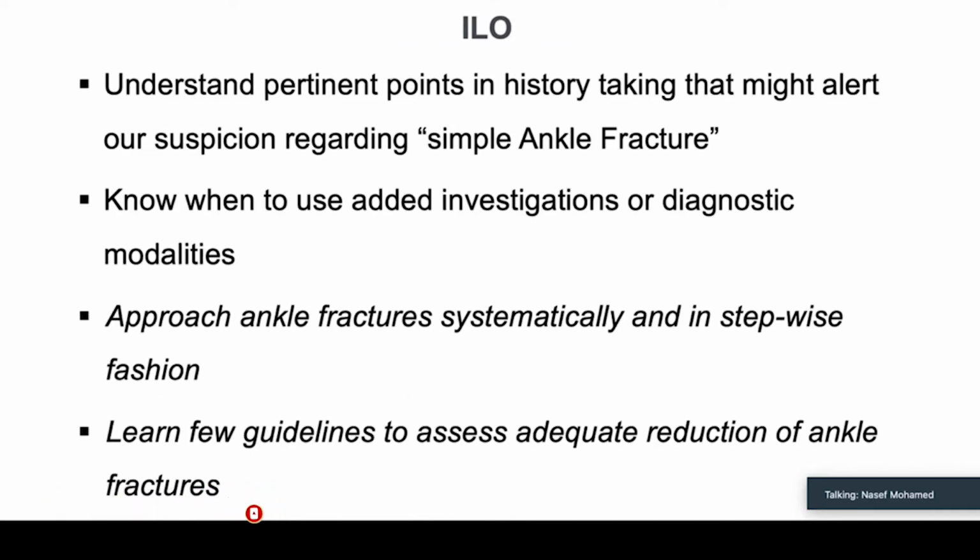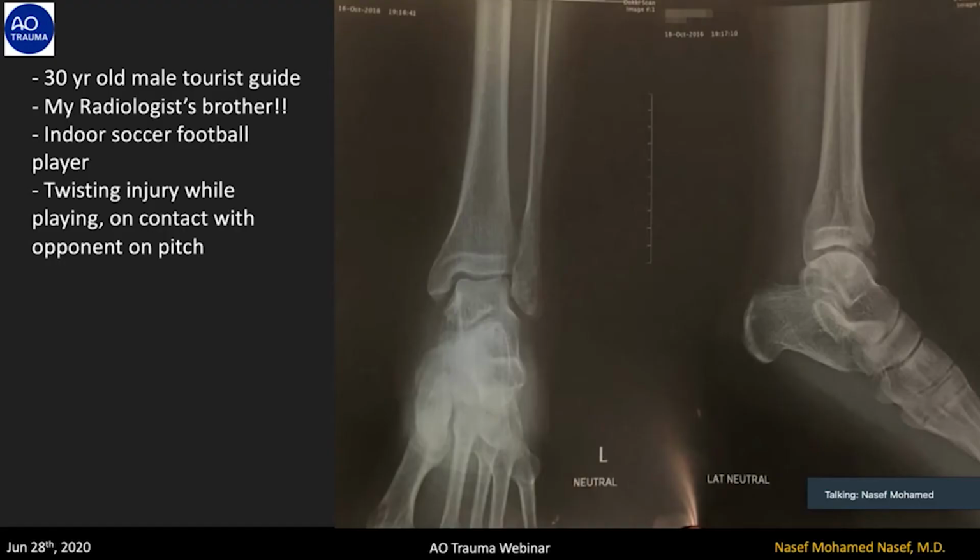And so with these cases, I want to define the pertinent points in the history taking that might alert our suspicion regarding a simple ankle fracture, or what is called a simple ankle fracture. We should know when to use added investigations or diagnostic modalities, and how to approach these fractures systematically and in a stepwise fashion, and perhaps learn a few guidelines as to how to assess if we have done a good and adequate reduction or not.